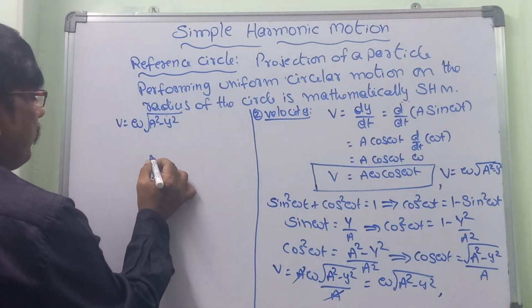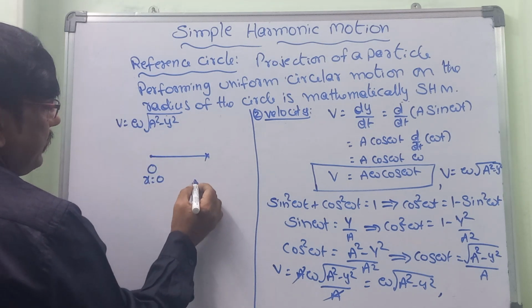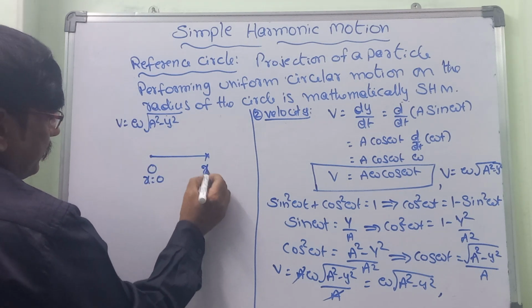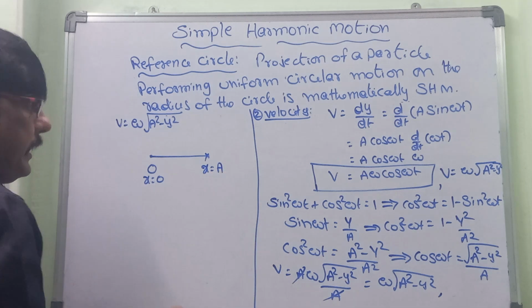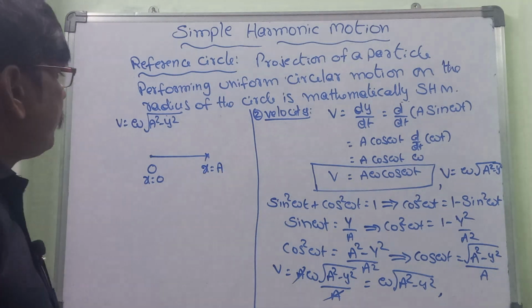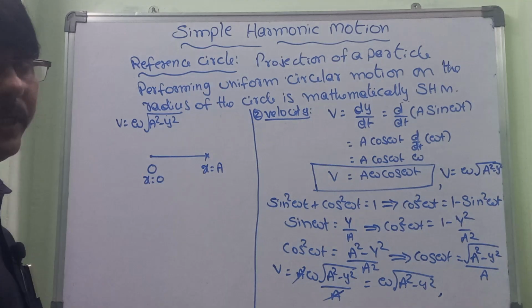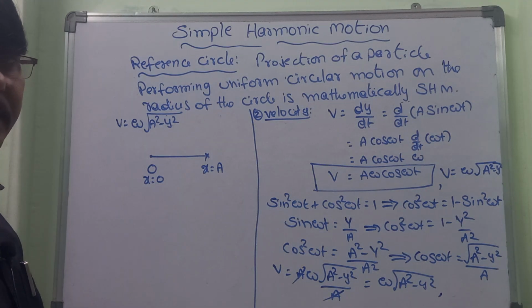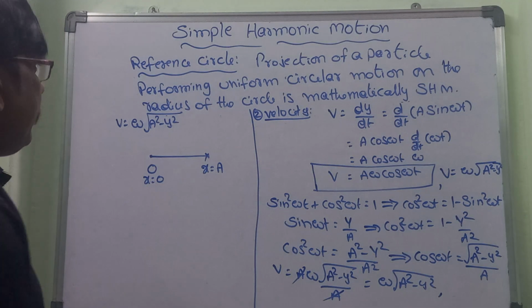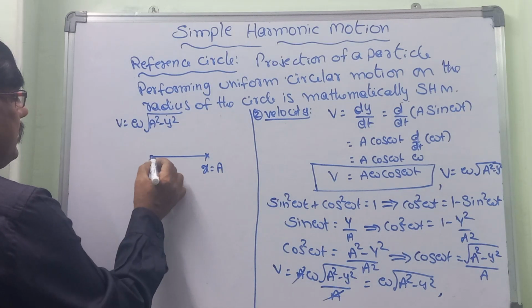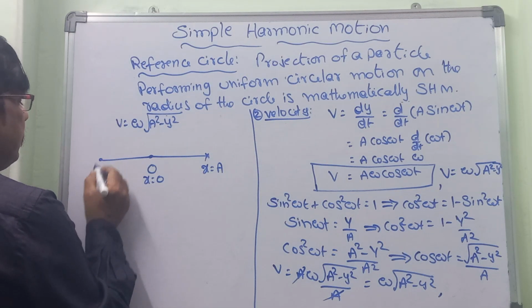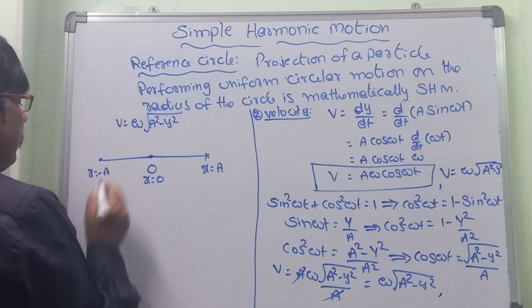Once the particle is moving towards the right side, then we can call it the extreme position. At extreme position, it has maximum amplitude. So x is equal to a. Maximum displacement is called amplitude. So x is equal to a, and of course, even if it is traveling from this side, this side also has amplitude, but that is minus a.